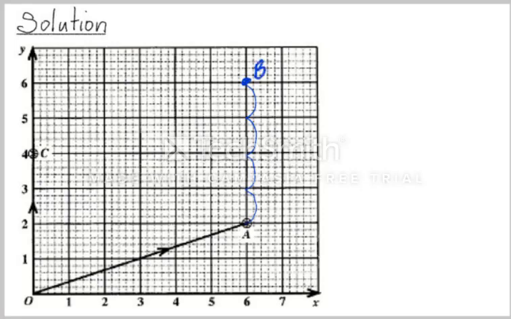So B would be up here. If OC is vertical and it's 4 units, it means that AB must also be vertical and also 4 units. Why? Again, opposite sides of a parallelogram are equal and parallel. So now that I know where B is, I can complete the parallelogram, as instructed. So I've completed the parallelogram.